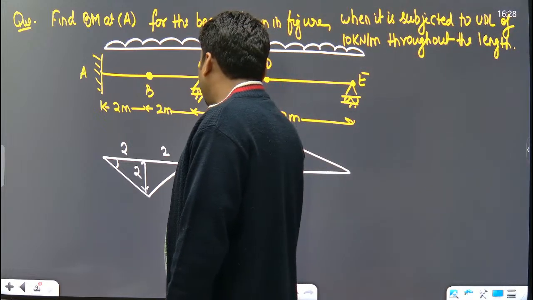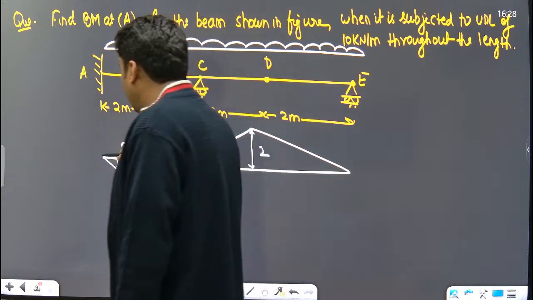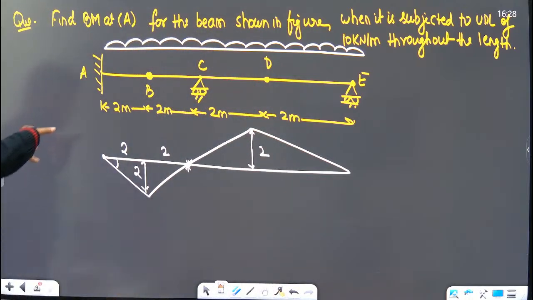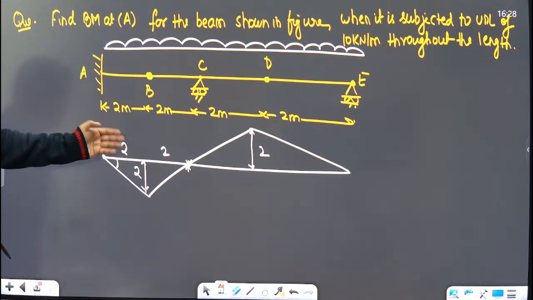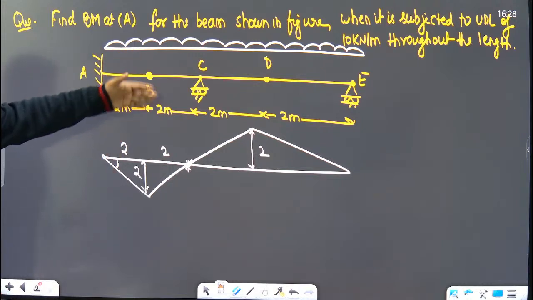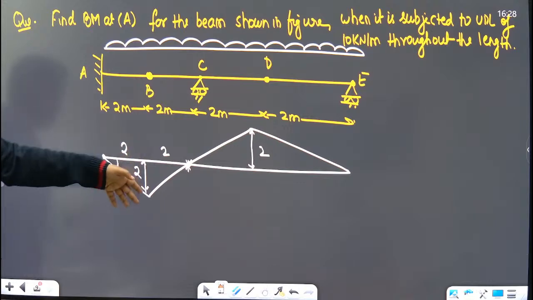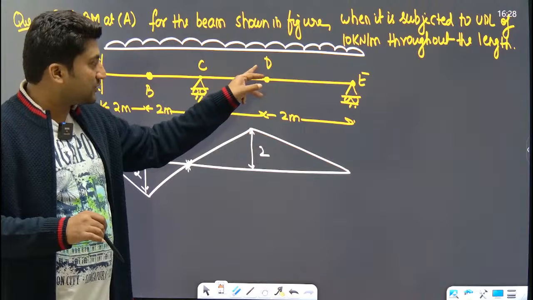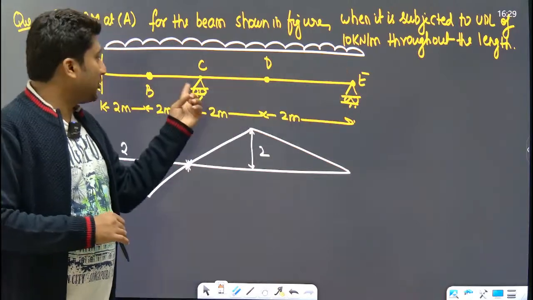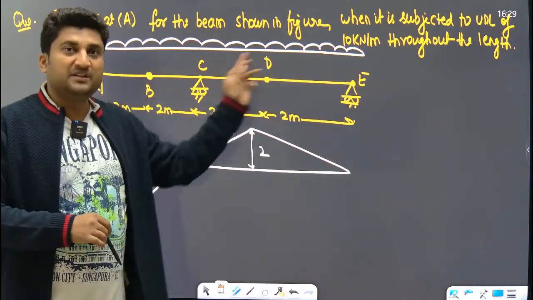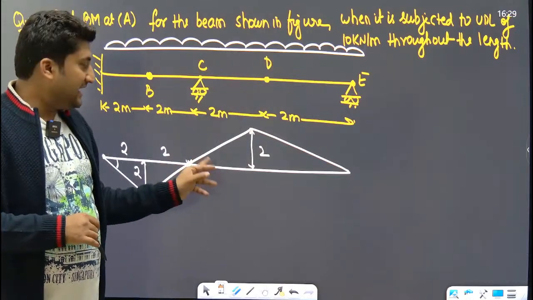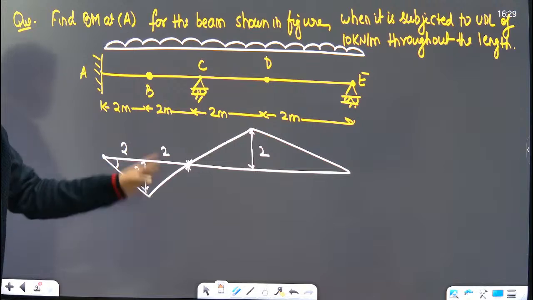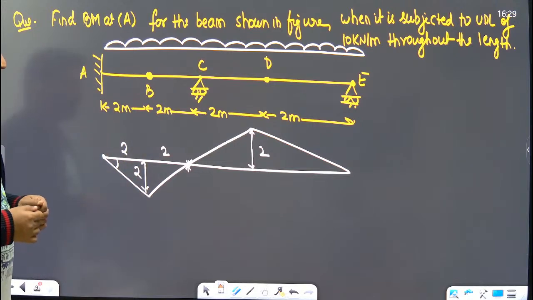Without removing the support at A, assume an imaginary hinge and give a unit displacement. Since it is an internal hinge, this will come downward. This is also a hinge, so this will go upward. Without removing the support at C and E, so C and E are not removed. This is the deflected shape. So this is the ILD for bending moment at A.